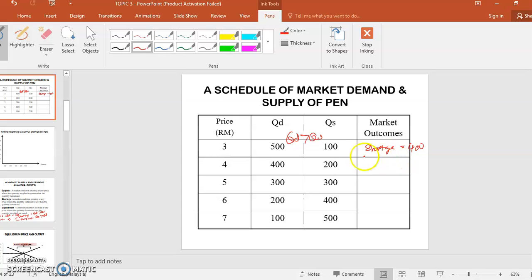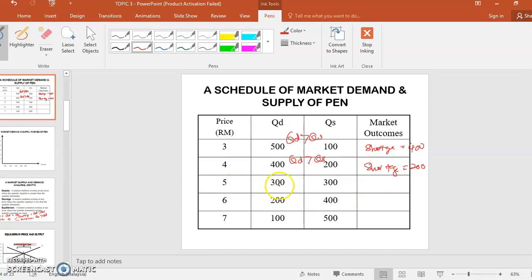Shortage means kurangan. At 4 ringgit, quantity demanded is 400, quantity supplied is 200. So it shows that quantity demanded is more than quantity supplied. What is the market outcome? It will occur shortage juga. By how much? 400 minus 200. So the answer is 200.